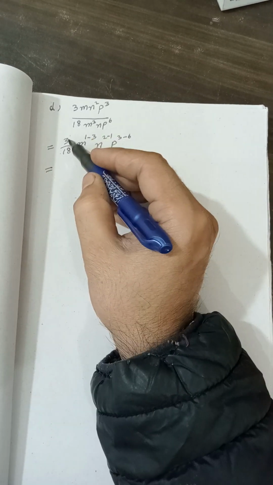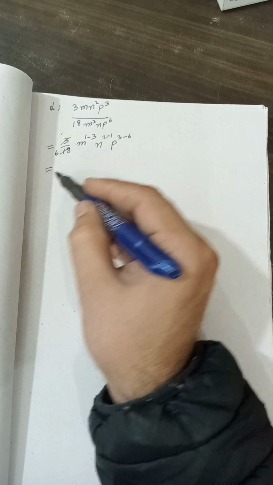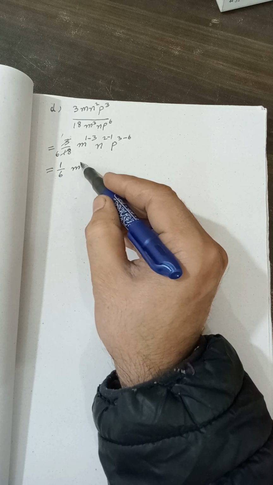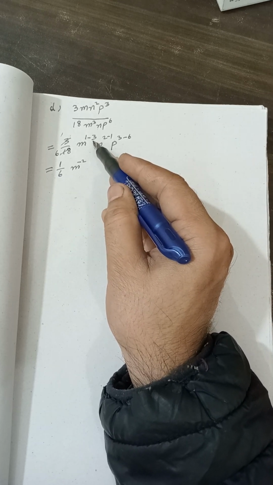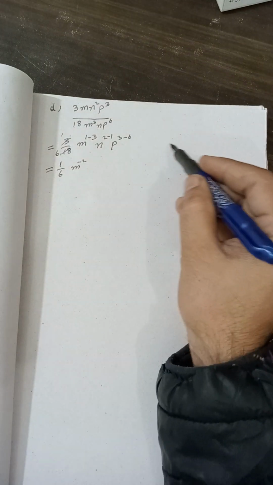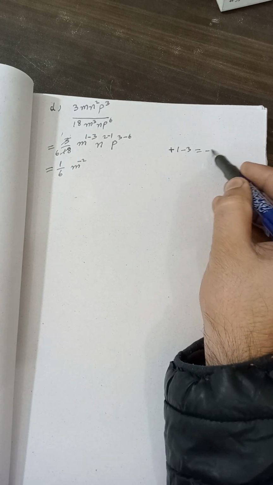3 and 18 can be divided by 3. 3 1s are 3, and 3 6s are 18. So 1 over 6 here, and M raised to power minus 2, because when you subtract 1 from minus 3, the answer will be minus 2. Just like that, plus 1 minus 3 is equal to minus 2.